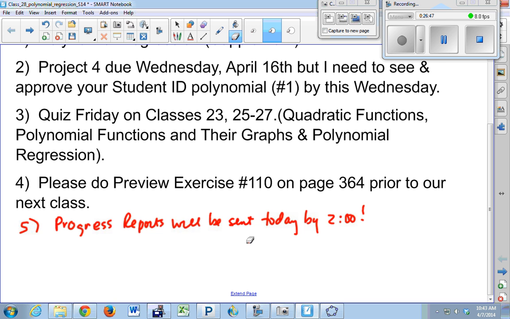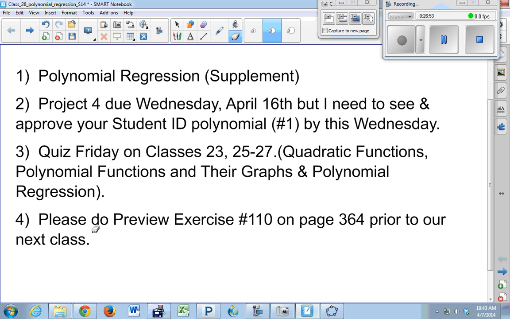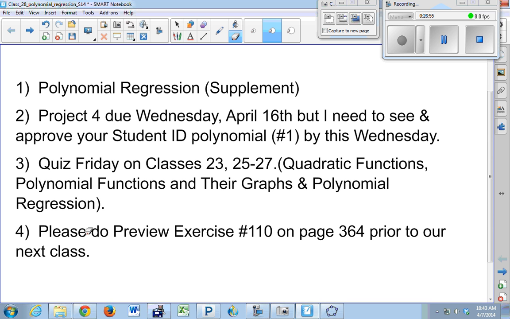I already got your progress reports out. That was for my first class. You probably only get it if you're failing or getting a D, but otherwise it just says what I put on the back of your test, your grade that's there. Okay. All right, so this is what I want you to do for Wednesday, and this is the stuff on your quiz, so let's move along.